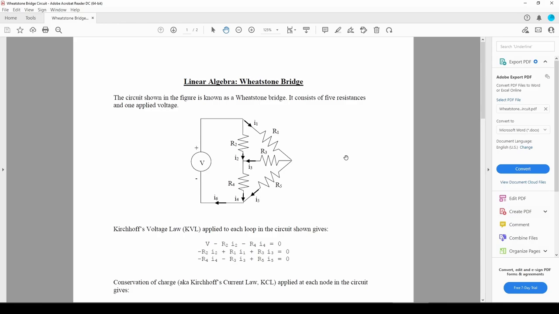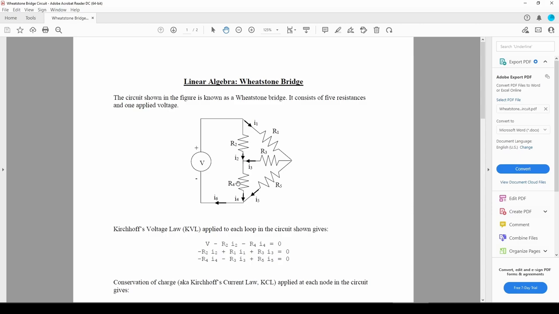In this video, we'll do a fairly lengthy example involving a parameter study on a special electrical circuit called the Wheatstone Bridge. A Wheatstone Bridge is commonly used to measure an unknown resistance. It consists of two main branches. One branch goes through R2 and R4, and the other branch goes through R1 and R5.